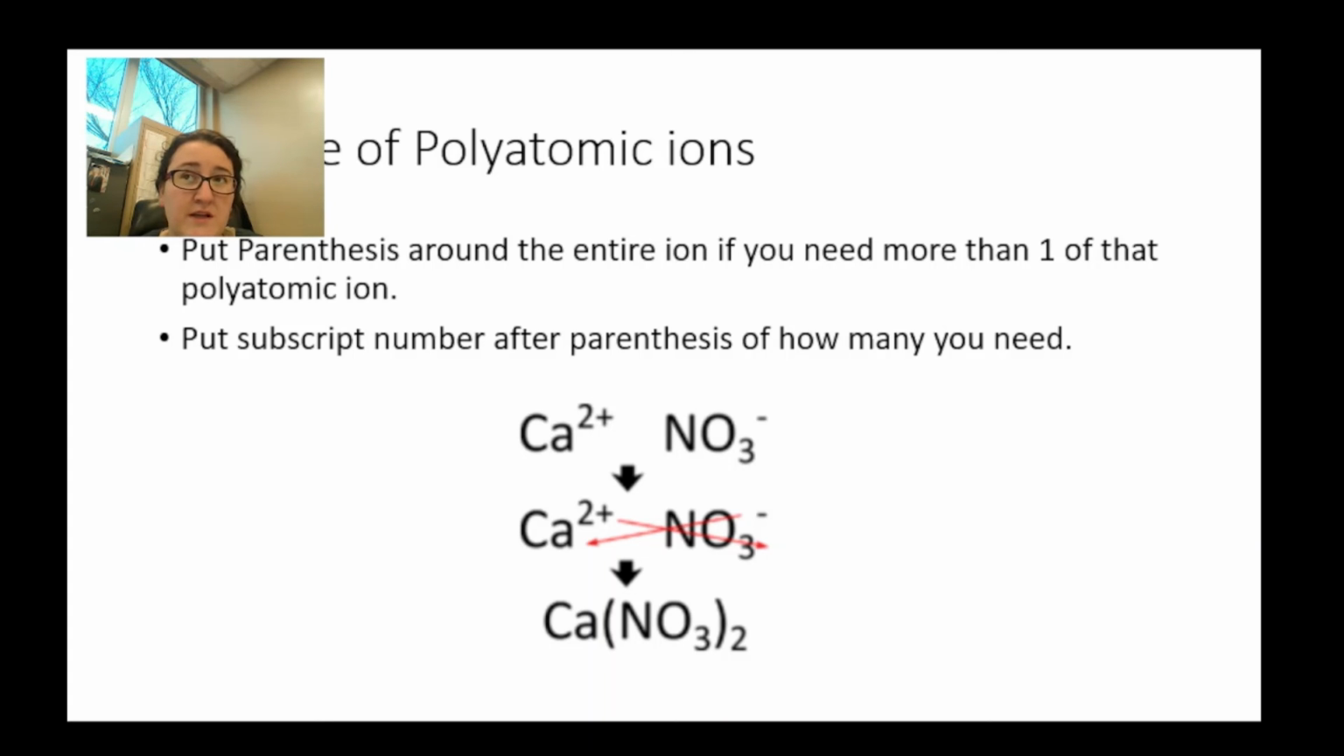To make sure that we can see that you need more of the entire ion in completion, we make sure we put parentheses around the polyatomic ion. That means any subscripts for any of the elements that are in it stay inside, and we put how many we need of that ion on the outside of the parentheses. There's an example down below that you can see, and that's it.